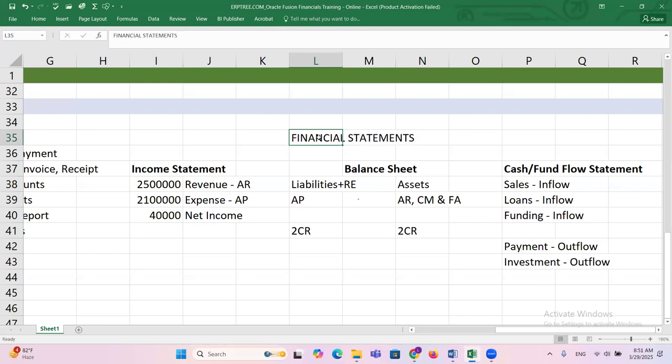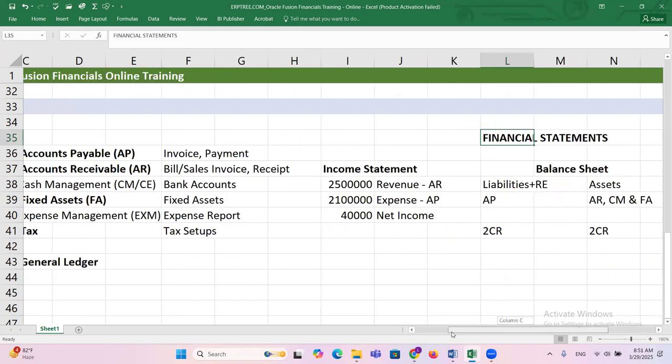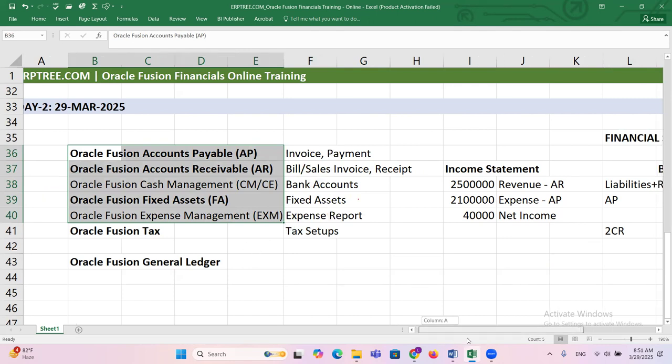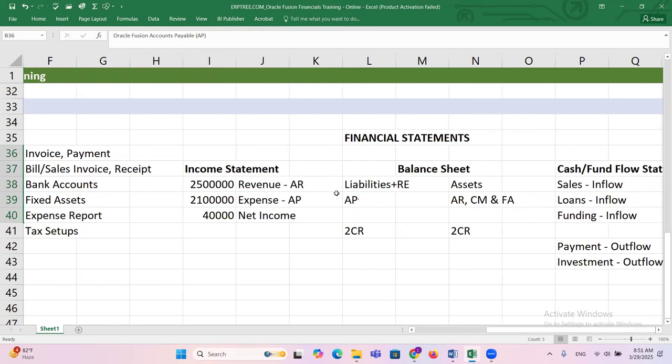This we call as financial statement. Every company's target is creating the financial statements based on whatever data they're recording within the financials application. If any company is going to use Oracle Fusion applications, their ultimate target is they want to create these financial reports, income statement, where they need complete revenue information, which they can get from AR, and complete expense information, which they can get from AP, so that the difference could be positive or negative.